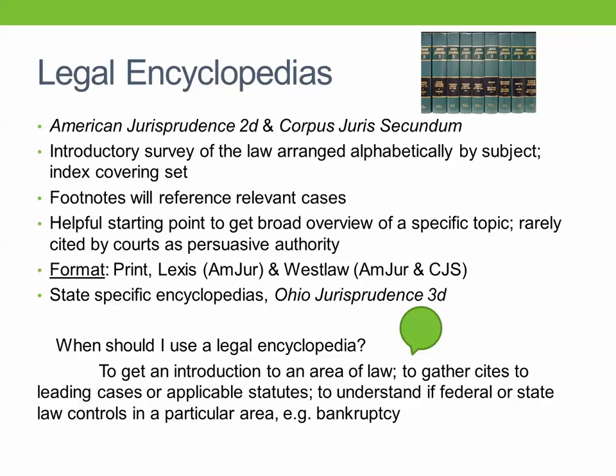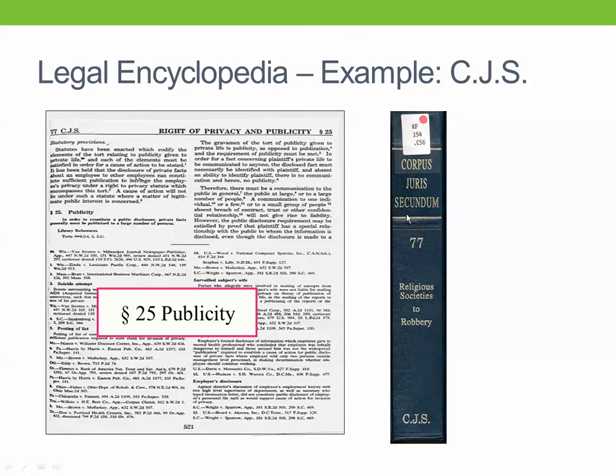So we mentioned that we use encyclopedias just to get started in a certain area of law. It helps us gather those relevant cites, helps us find out what the leading cases or applicable statutes are. It can also be very helpful if you're not immediately understanding whether federal or state law controls in a particular area, for example, in bankruptcy. So a quick way to check authority. Here's an example of Corpus Juris Secundum, and we're looking at a little segment from their right of privacy annotation. So we see that it's a basic statement, gives us lots of references to statutes and cases.